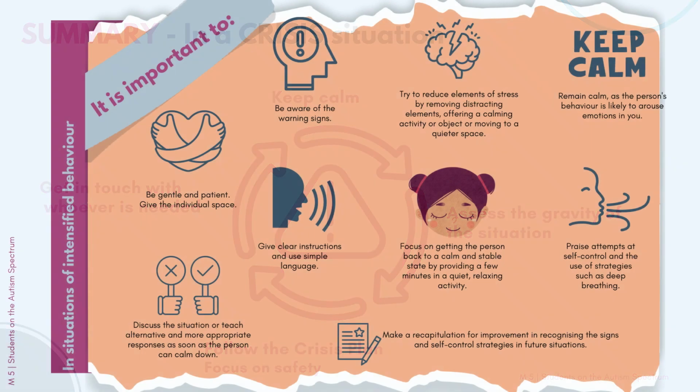To calm a situation of escalating behavior, be aware of the warning signs. Try to reduce elements of stress by removing distracting elements, offering a calming activity or object, or moving to a quieter space. Remain calm, as the person's behavior is likely to arouse emotions in you. Be kind and patient. Give space to the individual. Give clear instructions and use simple language.